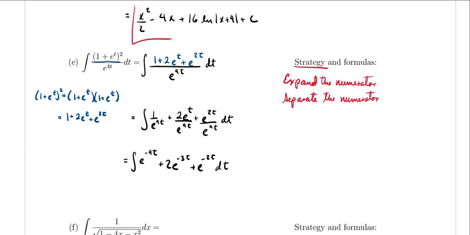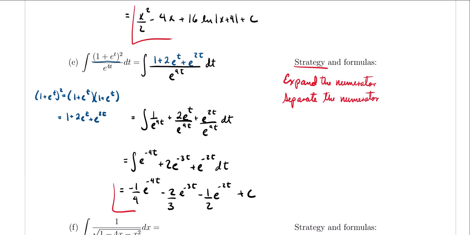Alright, now performing these integrals with ease, not too bad. It's going to be negative 1/4 e to the negative 4t minus 2/3 e to the negative 3t minus 1/2 e to the negative 2t plus c. And there we go. We got our final answer here. So as you can see for this one here, it was a combination of strategies, but lucky for us, we were dealing with integrals of exponentials, so these ones here are not too bad.